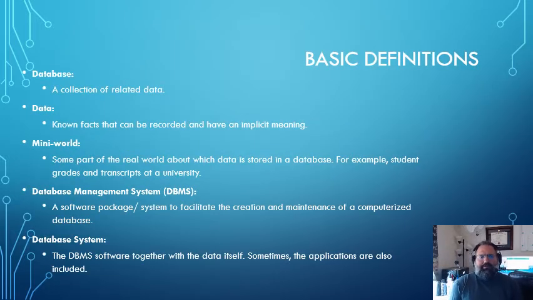So some basic definitions. We need clear definitions when we talk about things so that we know what we're talking about. A database is a collection of hopefully related data. I say hopefully because it depends upon how that database was created. Data is well-known facts that can be recorded and have implicit meaning, meaning it's something that can be ascertained and has value and can be determined to mean something unto itself.